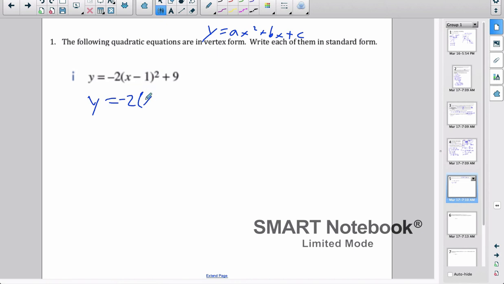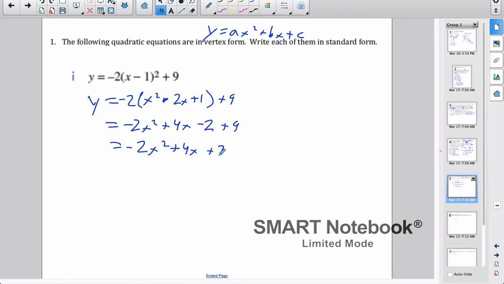So x minus 1 squared is going to be x squared minus 2x plus 1, plus 9, which equals negative 2x squared plus 4x minus 2 plus 9, which equals negative 2x squared plus 4x plus, that's a 9, so that's going to be 7. So that's it. That's in standard form.